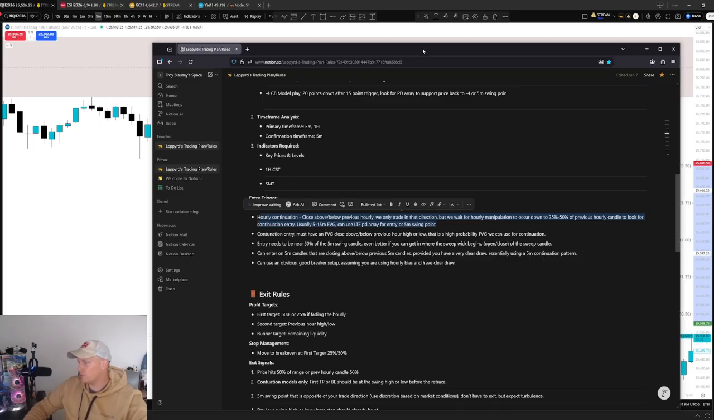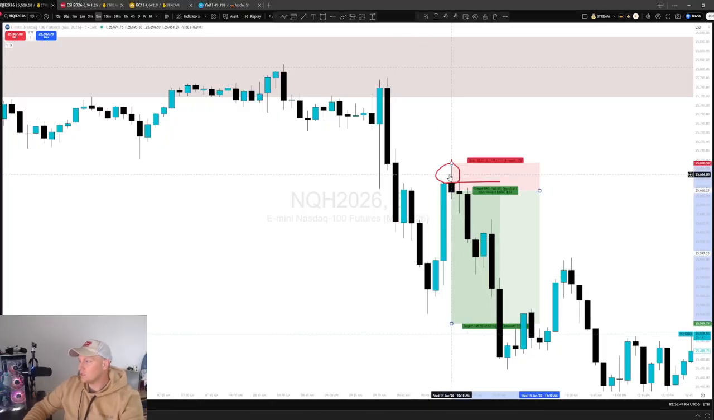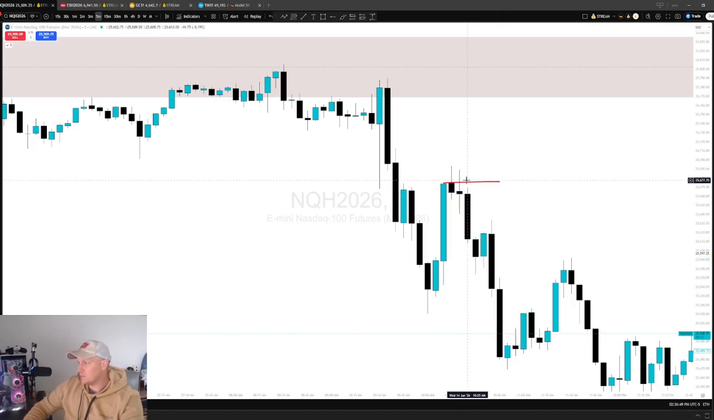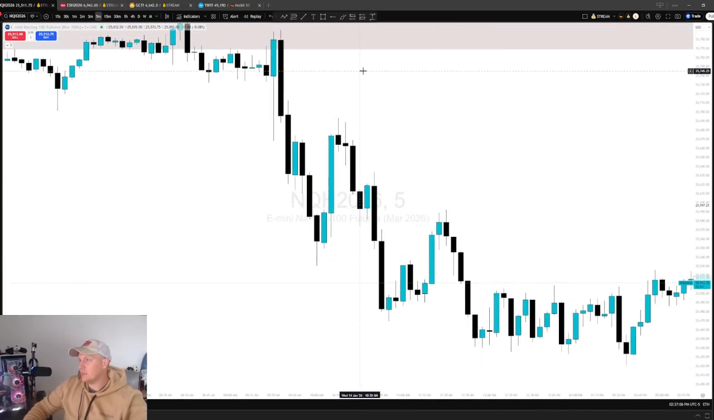You can use a lower time frame entry as well, which we had, a 5 minute fair value gap here, right at 50% of that candle. So that was the trade that we took on stream today. An absolute snipe. And then I obviously have more rules. If you're not using Notion to have your trading plan, I don't know what you're doing with it. It's a fabulous tool. So if I want to keep ranting here, the next trade we're watching.